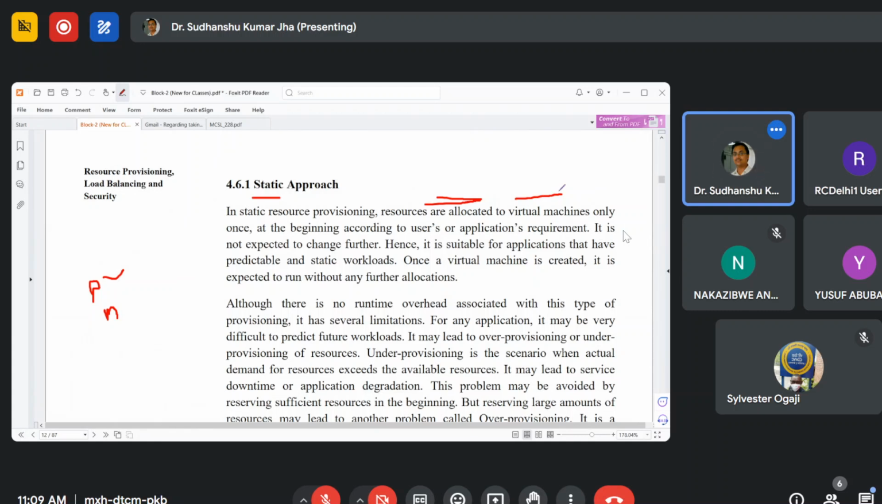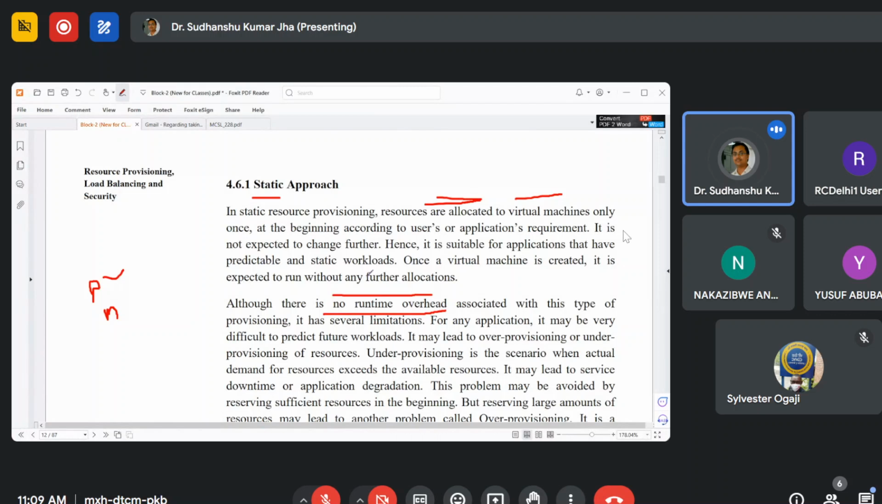That particular resource is allocated only to that customer. Before using that resource, you have declared how many resources you require. That is the static approach, and there is no runtime flexibility. There is no runtime help being provided, so there is no runtime overhead.